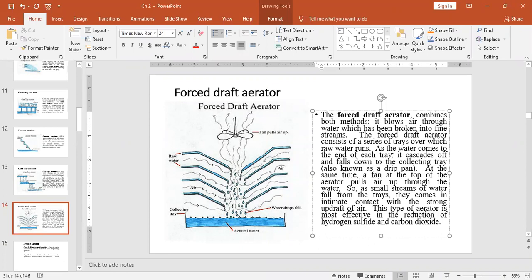Done? Yes, ma'am. Okay, then we'll move to the next point. Let me connect my laptop to the charger.